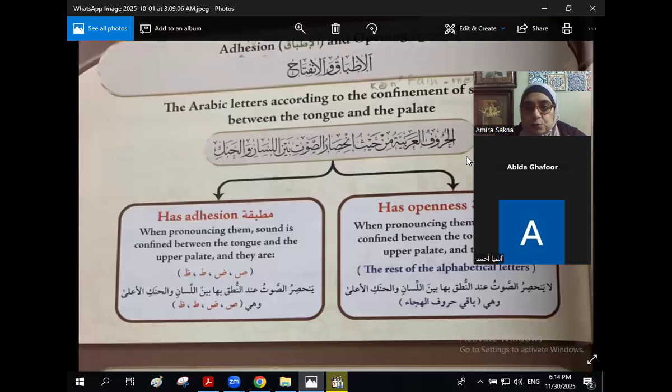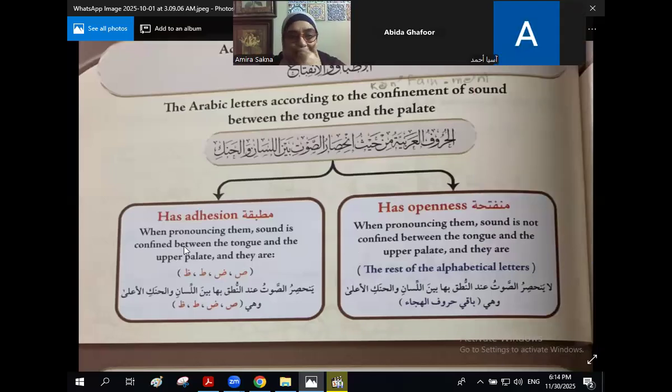The second group, we said that the first group is the group which has adhesion or مطبقة. The second group has openings or منفتحة. When pronouncing them, sound is not confined between the tongue and the upper palate, and they are the rest of the alphabetical letters. Okay? Very well.